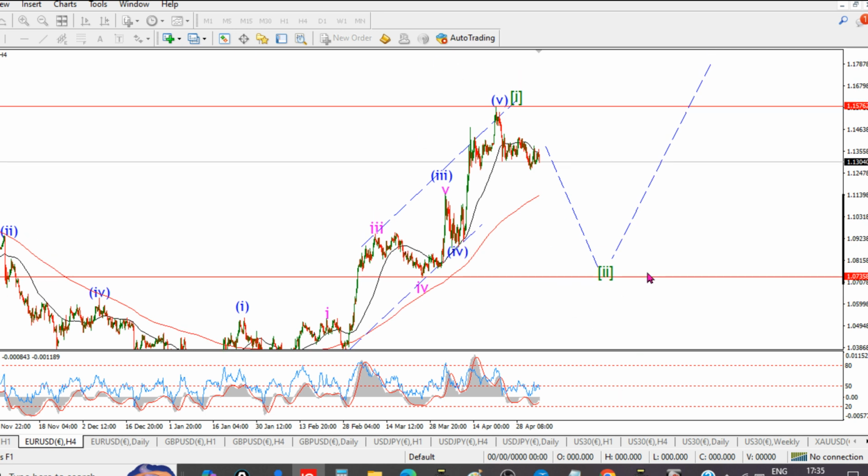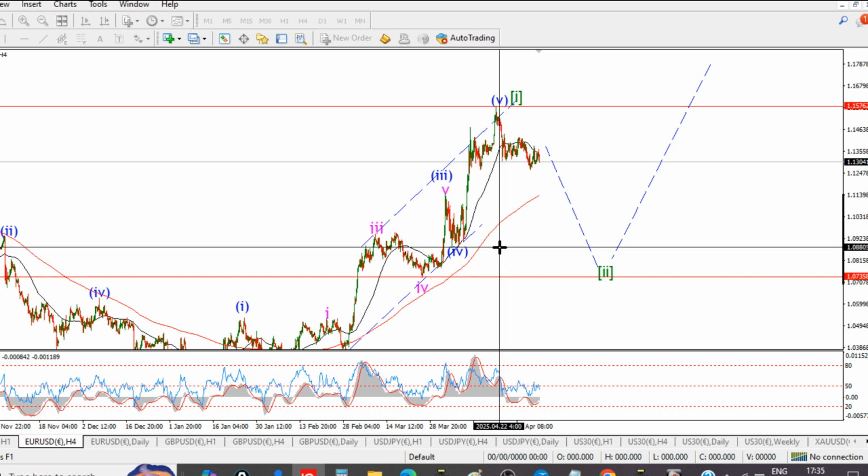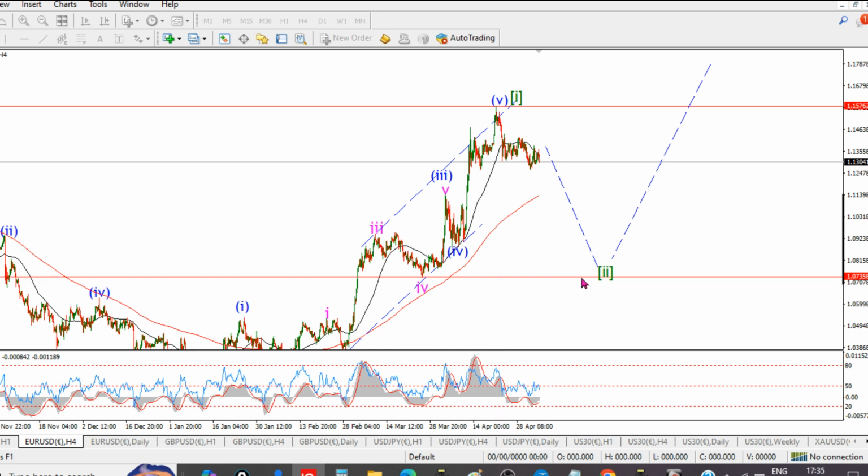So I think a reasonable target here for wave 2 in green would be a decline between the two previous fourth waves. So we've got 108.80 and 107.30. Between these two previous fourth waves, that's kind of where we would be aiming. And once we have that done, I'll be looking higher in wave 3 again.